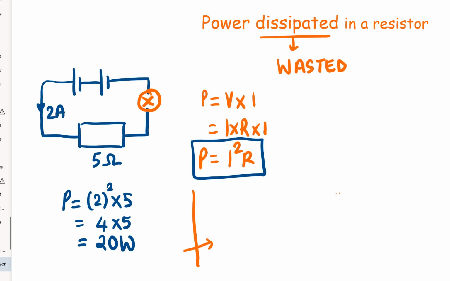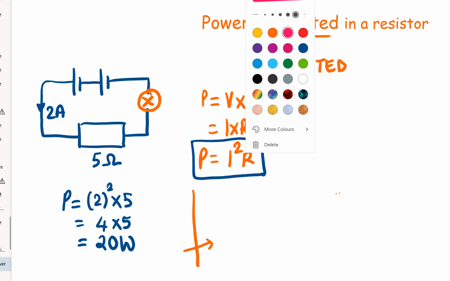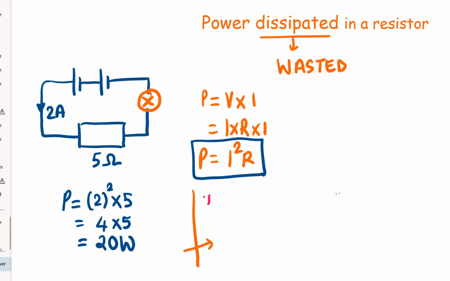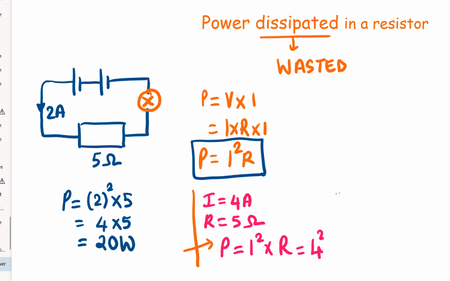Now let us understand what will happen if I double the current. Instead of 2 amperes, if I have a circuit in which the current is 4 amperes, and I use the same resistor with a resistance of 5 ohms, what will the power be equal to? Power is equal to I squared R, which is 4 squared into 5. 4 squared is 16. 16 into 5 is 80. So the power dissipated is 80 watts.